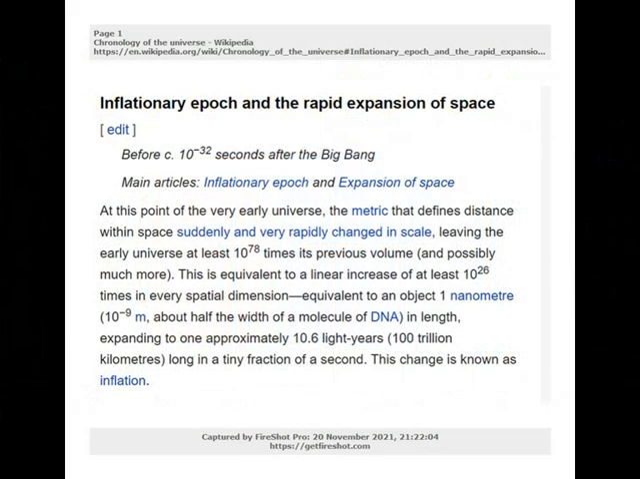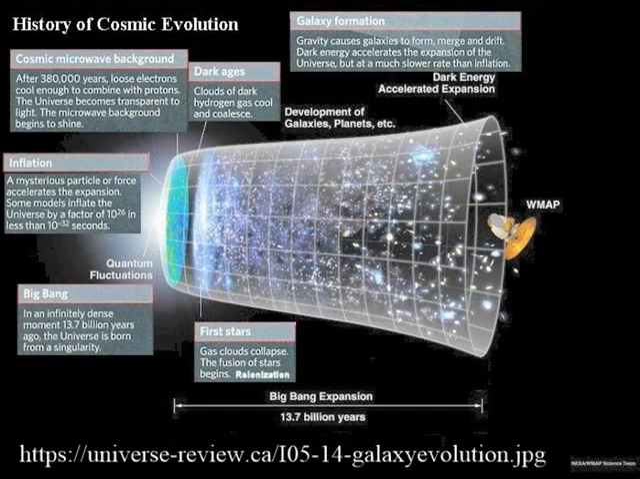The inflationary epoch and expansion of space took place just before 10^-32 seconds after the event which began the known universe. At this point of the very early universe, the metric that defines distance within space suddenly and very rapidly changed in scale. Note: in general relativity, the metric tensor, the metric, is the fundamental object of study. The metric captures all the geometric and causal structure of spacetime, being used to define notions such as time, distance, volume, curvature, angle, and separation of the future and the past.